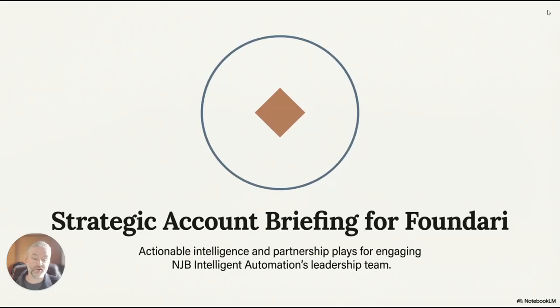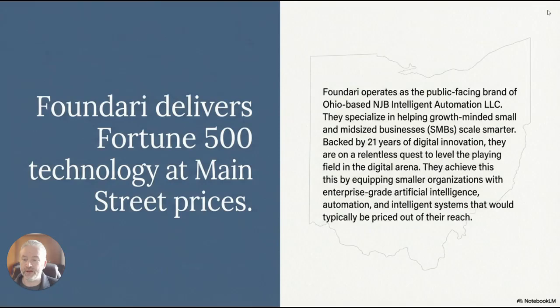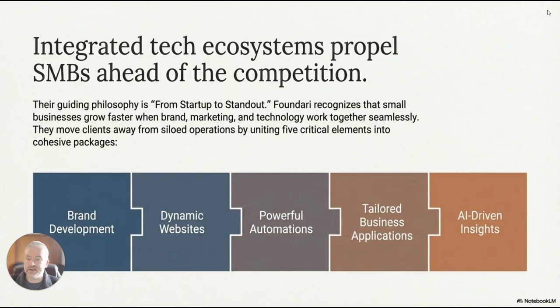Actionable intelligence and partnership place for engaging NJB Intelligent Automation's leadership team, which is kind of the parent company. So this is taking all the sources that we have here and shows what this is. You can see we put the little outline of the shape of the state of Ohio there, because we are headquartered in Ohio, so that's spot on. And really a summary of what the purpose and goal for Foundari and NJB actually is.